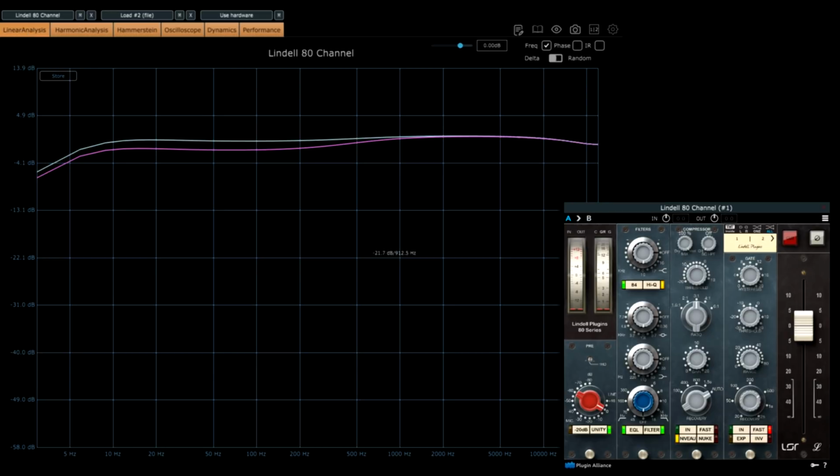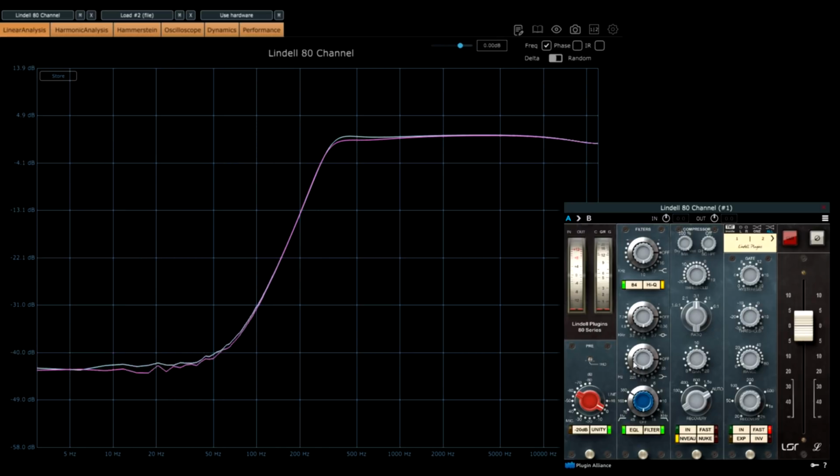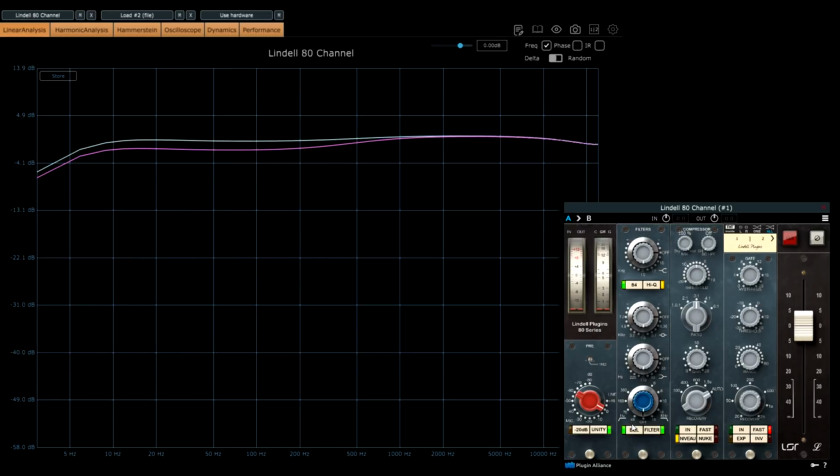Now, in the case of a plugin that's almost linear, like this Lindell channel strip with the dynamics bypassed and the preamp turned down, we can safely disregard the added harmonics as they're low enough in level not to mess up the reading significantly. And this graph is likely to be a pretty accurate representation of the frequency response through the EQ and filter module.